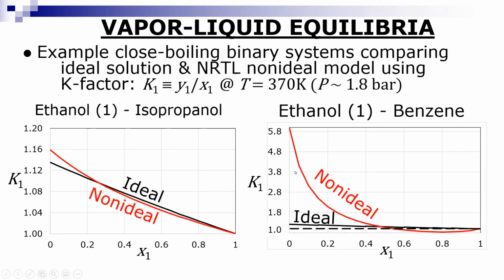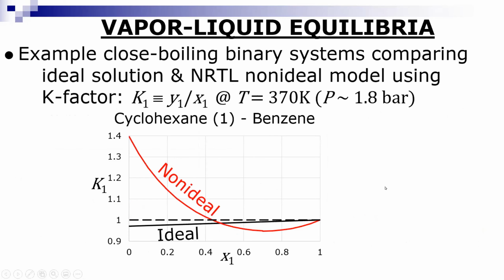K factors larger than 1 give you relatively easy separation when you're in this composition range, but you run into an azeotrope. Okay, let's look at another case. Here's cyclohexane and benzene. Here's the unity, which would be an azeotrope. The ideal goes this way in a straight line.